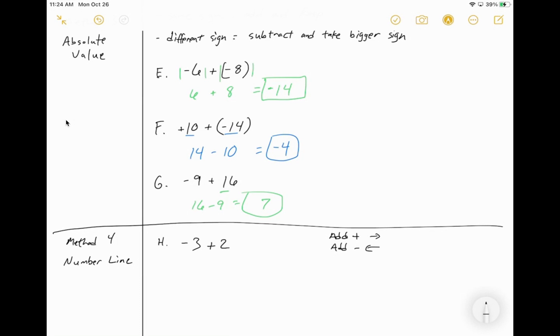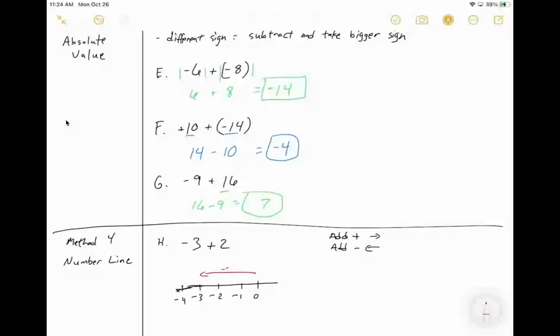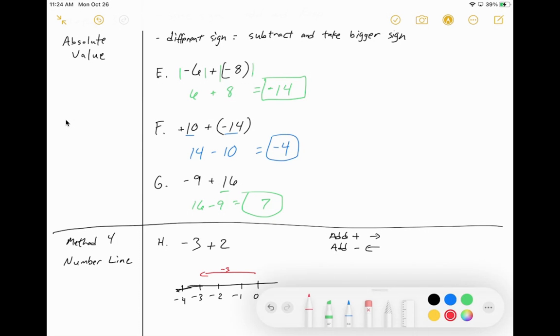So here we go. Let's draw a little number line here. You don't need that many numbers here. 0, -1, -2, -3, -4. All right, so we always think about 0 first, and then let's go to that first number, -3. So you can go all the way here to -3. So I'm starting at -3. And then after I'm at -3, I need to go +2. So 1, 2.